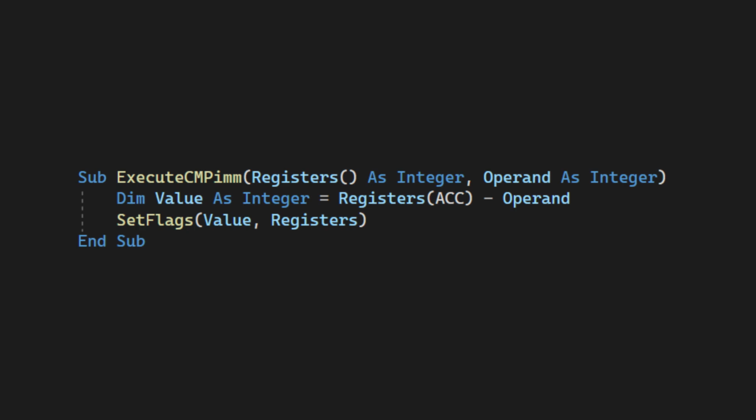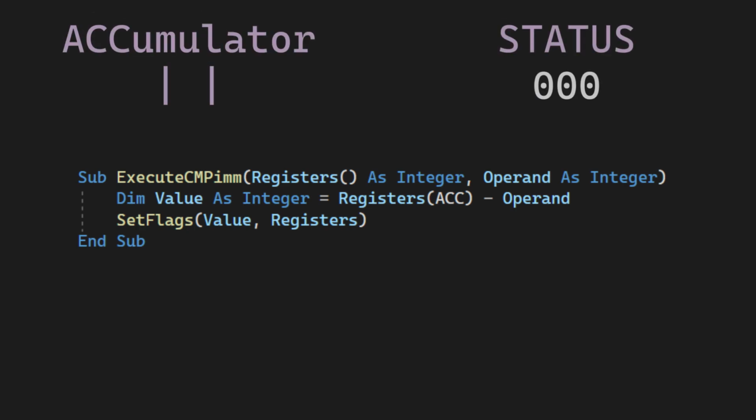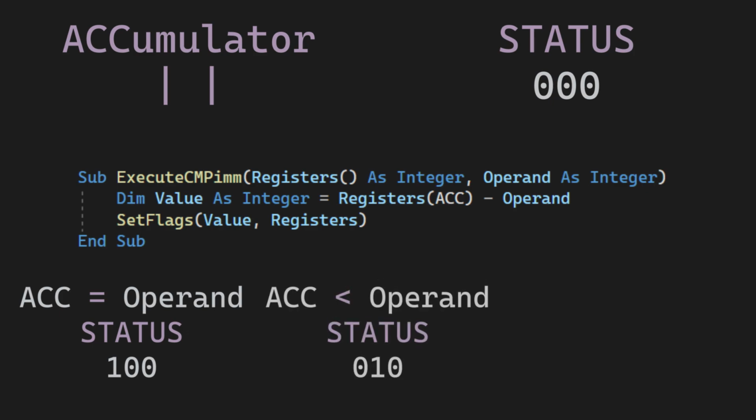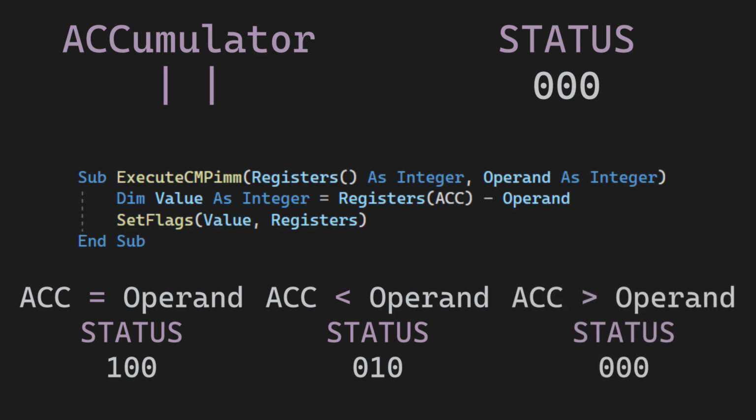The compare command compares the value in the accumulator with the operand. It then sets the register flag accordingly. It sets Z to 1 when the accumulator matches the operand value, N to 1 when the value in the accumulator is less than the operand value, and if the accumulator is greater than the operand, Z and N are 0. The reason V is never changed is because V is only changed when there's an overflow error.